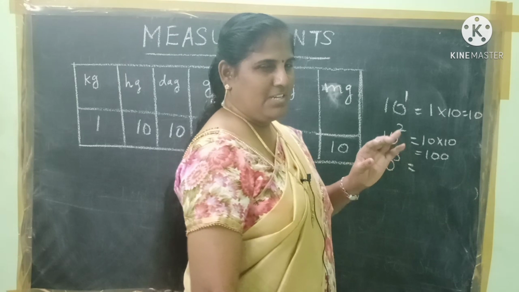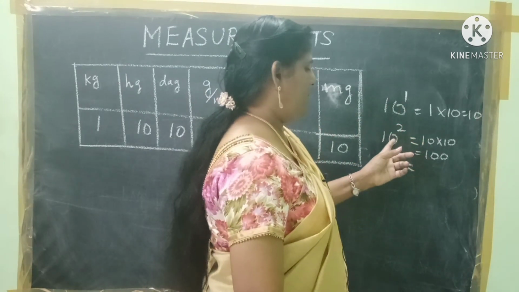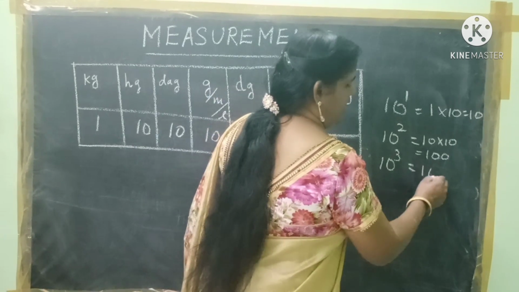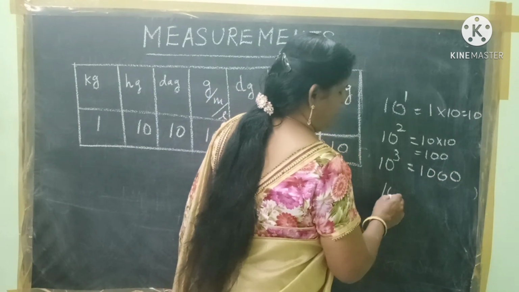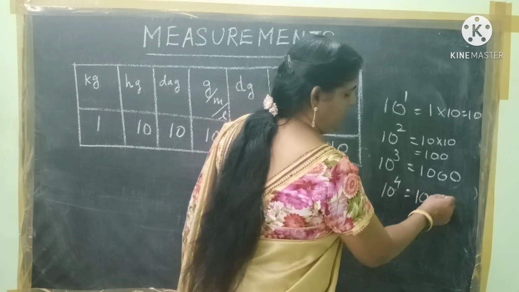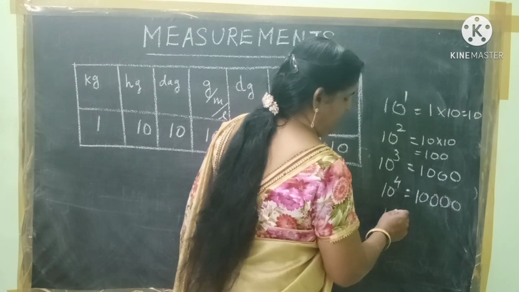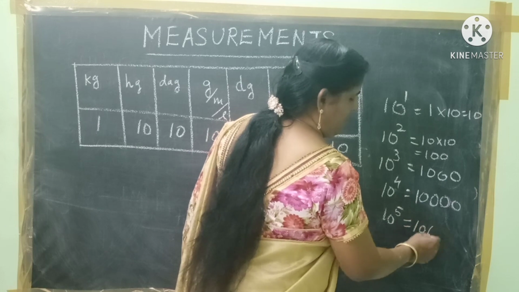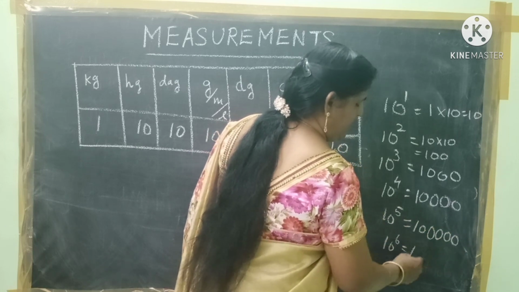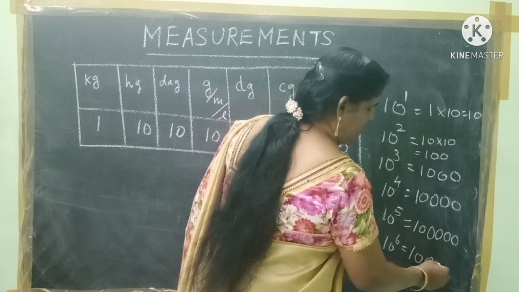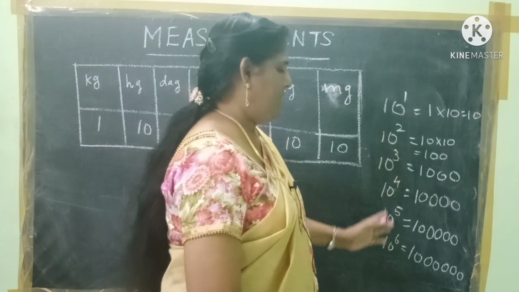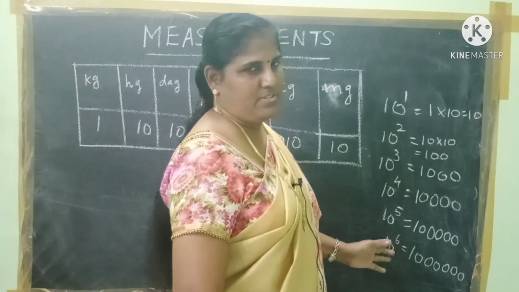Okay, so simply I will say now, power 2 means you put 2 zeros. Power 3 means 1 and 3 zeros. 10 to the power 4 means 1 and how many zeros do we need to put? Yes, 4 zeros. 10 to the power 5 means you should write 5 zeros. Very good. 10 to the power 6 means how many zeros do we put? Yes, 6 zeros. That's all. So this is called powers of 10.